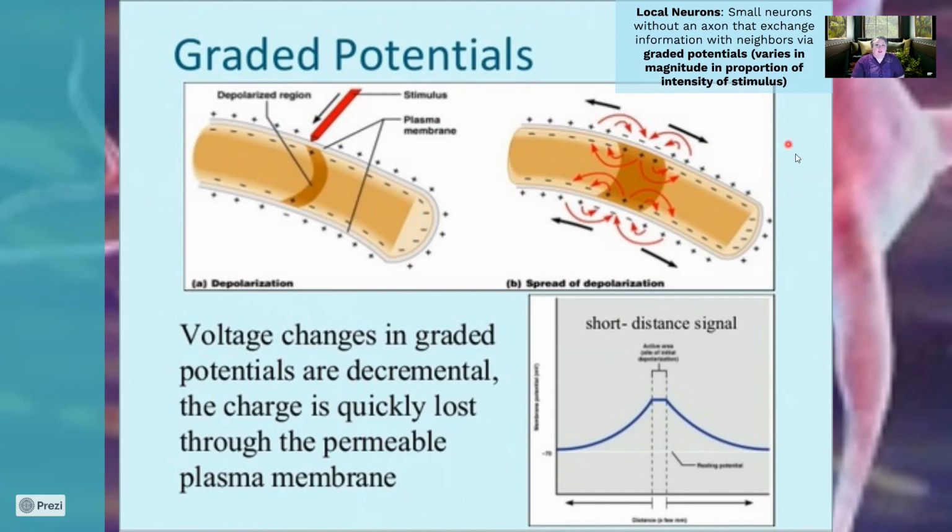And so what that means is that the voltage changes in graded potentials, and it is going to radiate throughout that particular neuron. And in these cases, the charge is quickly lost through the permeable plasma membrane. Depending on the actual local neuron that we're talking about, it can definitely vary in magnitude in proportion to the intensity of the stimulus. So for these particular types of neurons, local neurons that don't have an axon, I just wanted y'all to be aware that it's basically an entirely different concept of graded potentials.